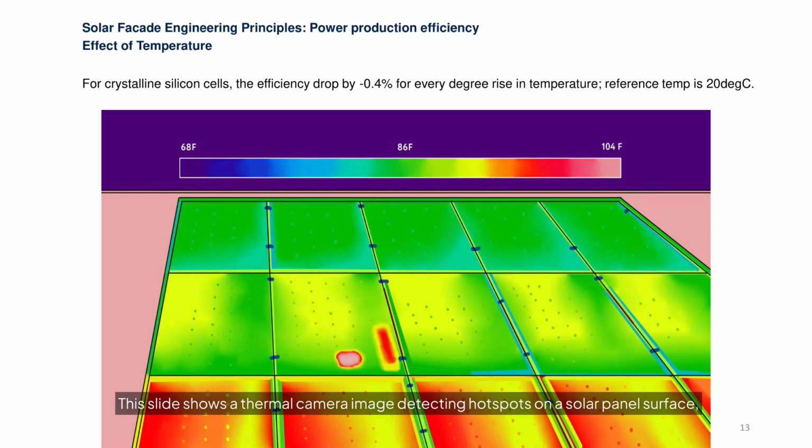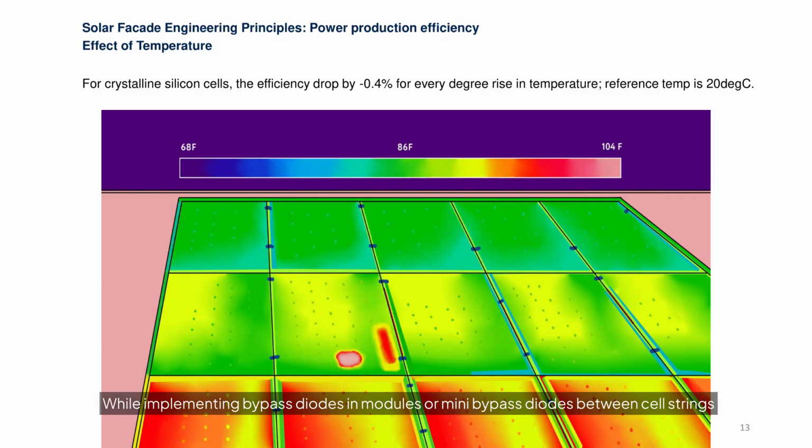This slide shows a thermal camera image detecting hotspots on a solar panel surface caused by the electric current bottleneck due to partial shading. These localized temperature spikes reduce efficiency and degrade the panel over time as heat buildup stresses the solar cells. This is why BIPV designs should include a shadow analysis to prevent potential shading issues during any time of the day and any period of the year.